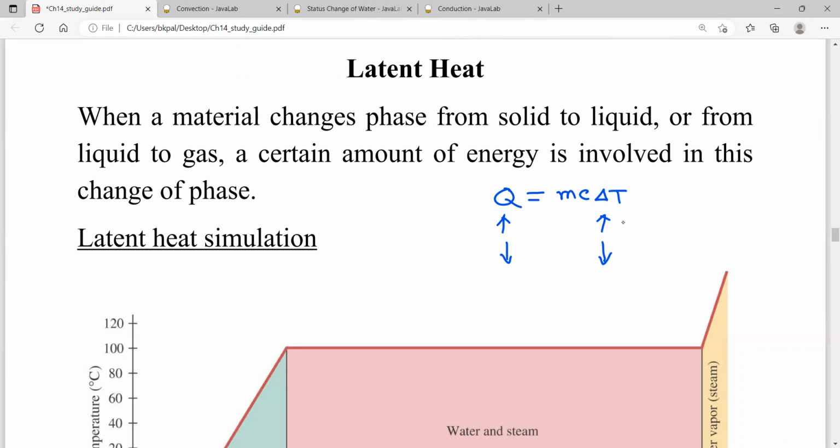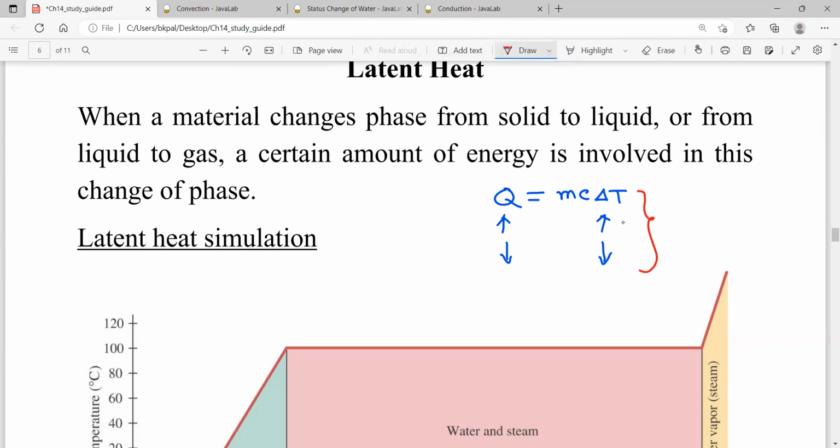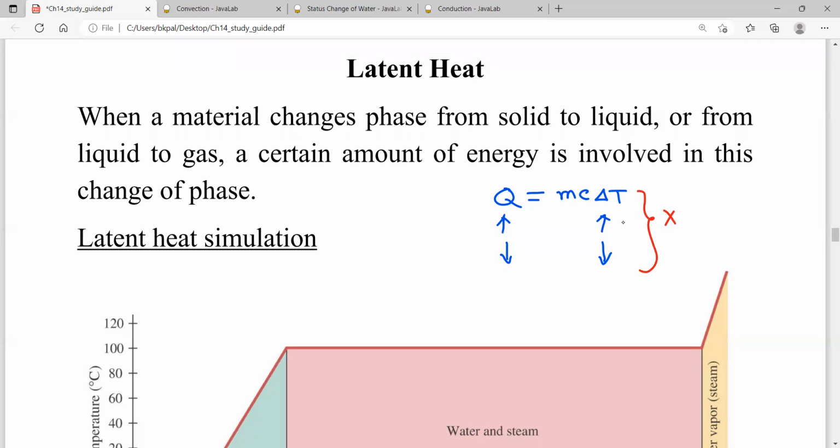Now this is not always true. It is not true when the system changes its phase. By phase I mean from solid to liquid, liquid to solid, liquid to gas, or gas to liquid. During a phase change, the temperature does not change. You add heat to the system, but there will be no change in the temperature.